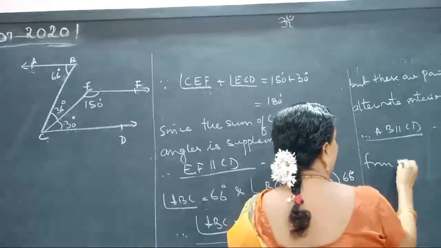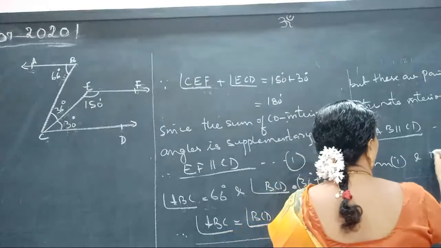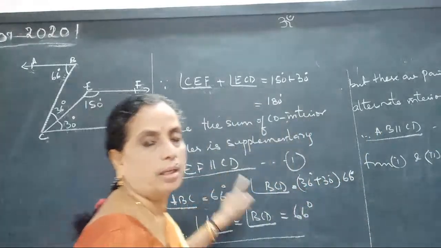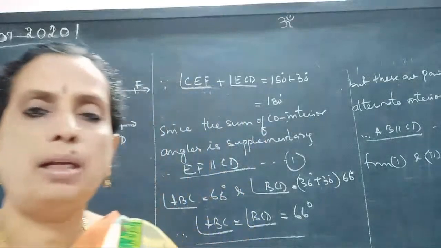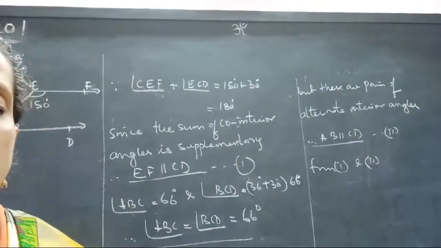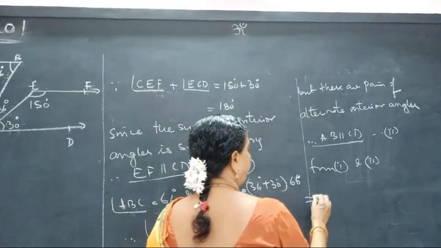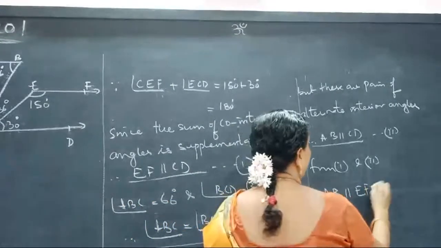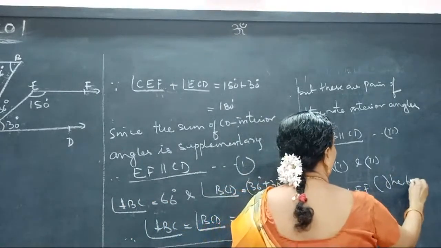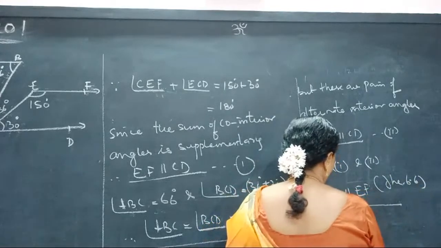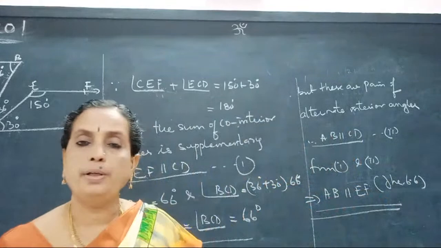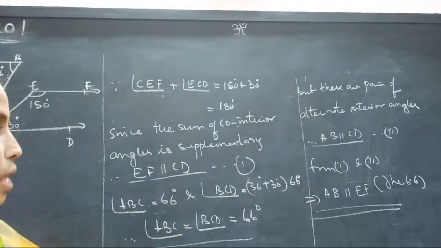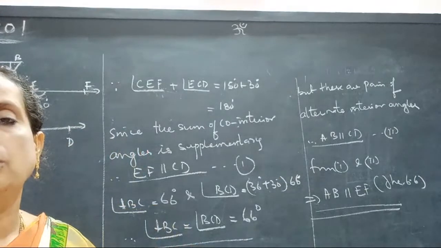From results 1 and 2, what do they state? The first result: EF parallel to CD. The second result: AB parallel to CD. Both are parallel to the same line CD. Therefore, AB parallel to EF. Result according to theorem 6.6. If you want, you can write the statement of theorem 6.6: lines which are parallel to the same line are parallel to each other.